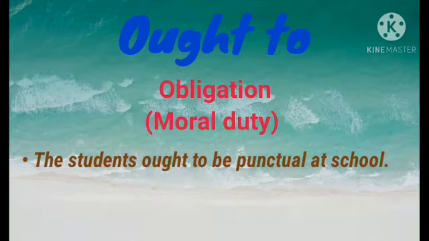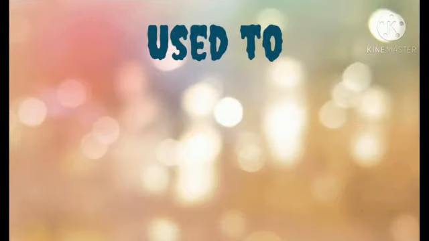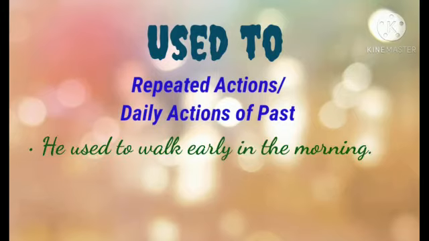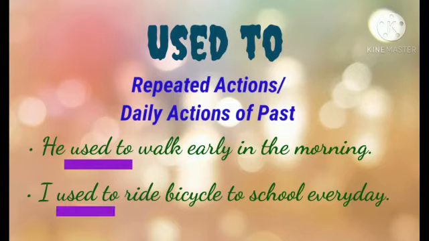Now, let's see what is the next modal verb. And the next modal verb is used to. We use used to refer to the repeated actions or daily actions of the past. But we no longer continue the action at present. For example, he used to walk early in the morning. I used to ride a bicycle to school every day. So, here used to indicates the habits of walking or riding a bicycle in the past. He does not walk now, these days. And I do not ride a bicycle to school now. So, these two sentences are in past tense.